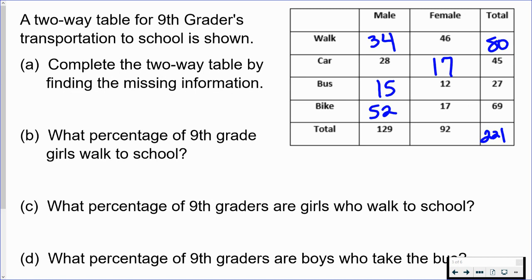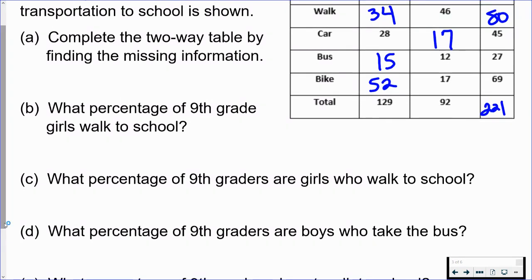We could also add up our totals in the columns now and just make sure that those add up correctly and make sense. So if we add 34, 28, 15, and 52, that should give us 129. And if we add over here in the female column, 46 plus 17 plus 12 plus 17, that should give us 92, which it does. Good. Okay, so now we did part A. We completed the table. Now we're taking a look at some questions based on this table.